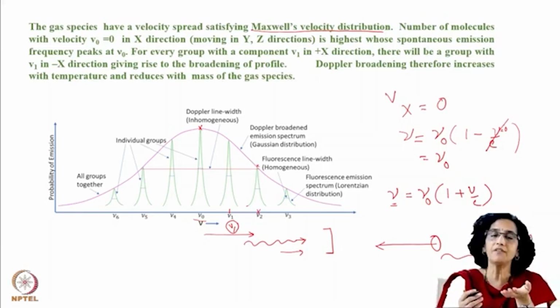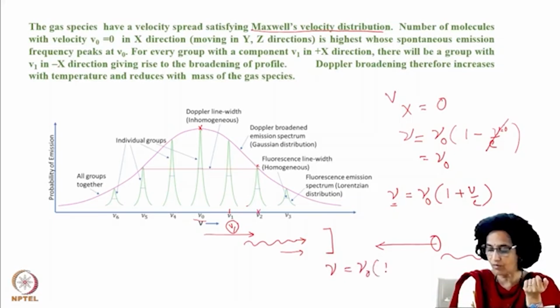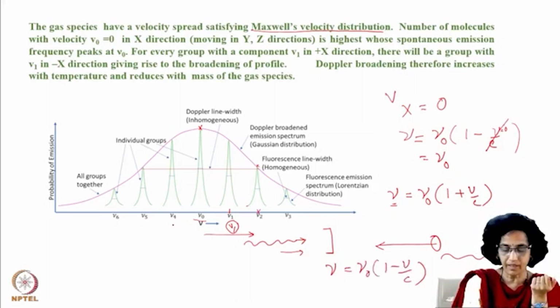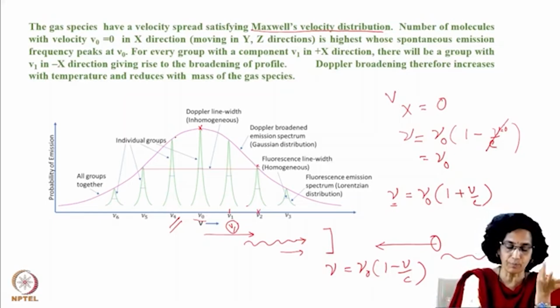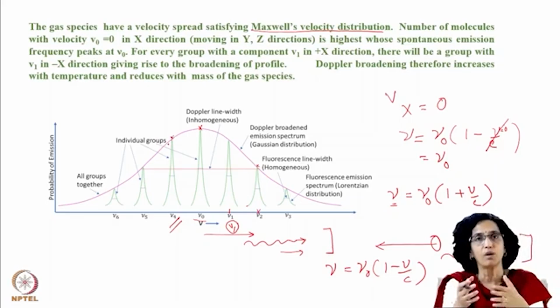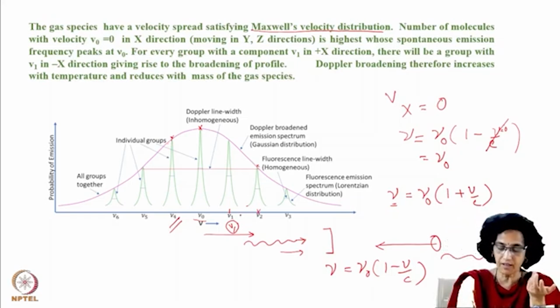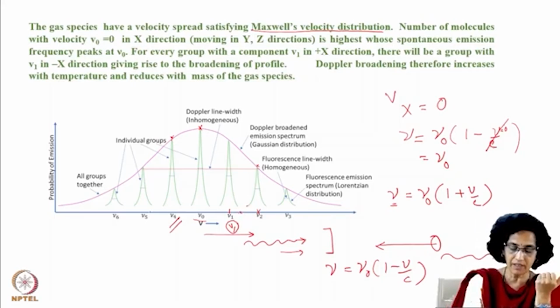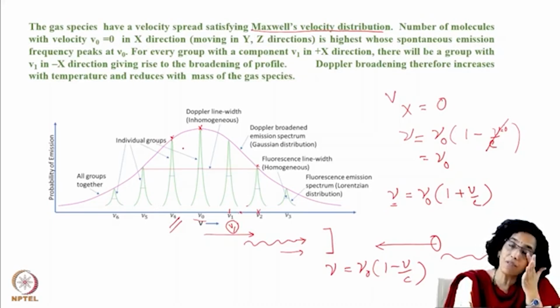Then the frequency will be red shifted. The nu will be nu naught into 1 minus v by c. So it will be red shifted, and you will have a frequency which is less than nu 0. And once again, the amplitude of the probability of emission, or the number of photons that you will get here, will be proportional to the number of molecules having that kind of velocity. For every velocity value here, you have a corresponding one in the negative x direction, and therefore this will be a symmetric curve.